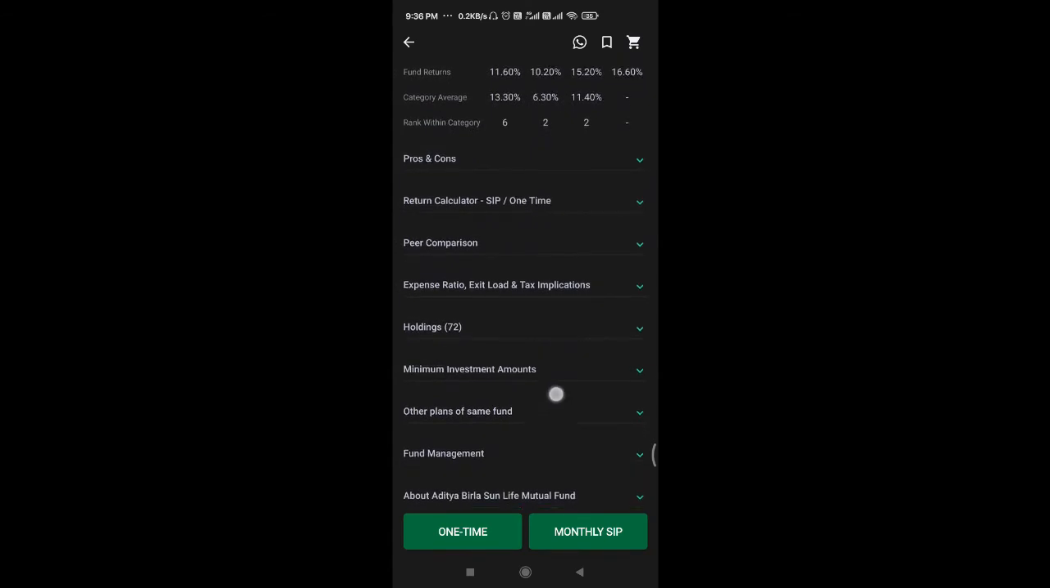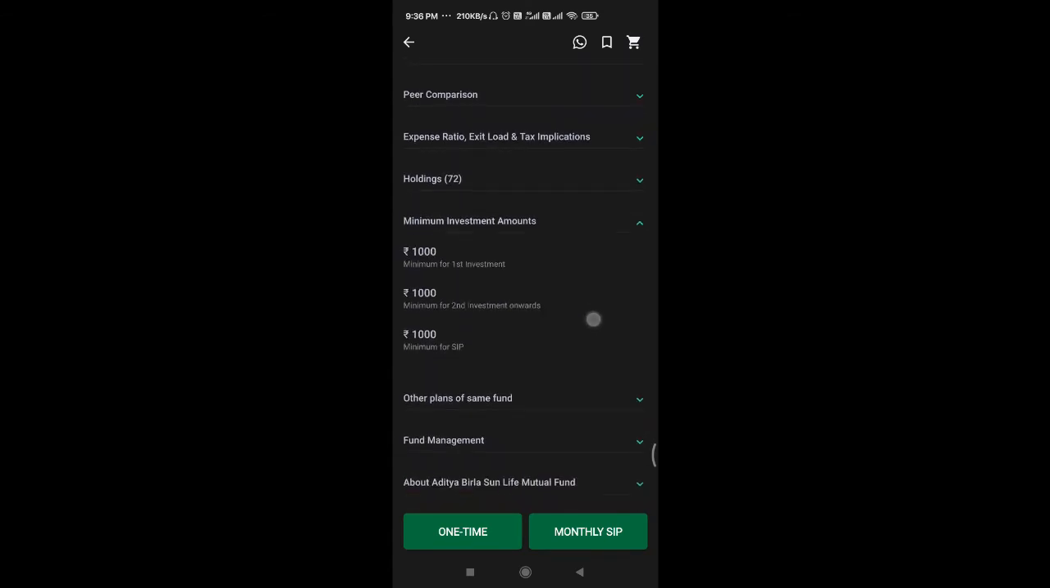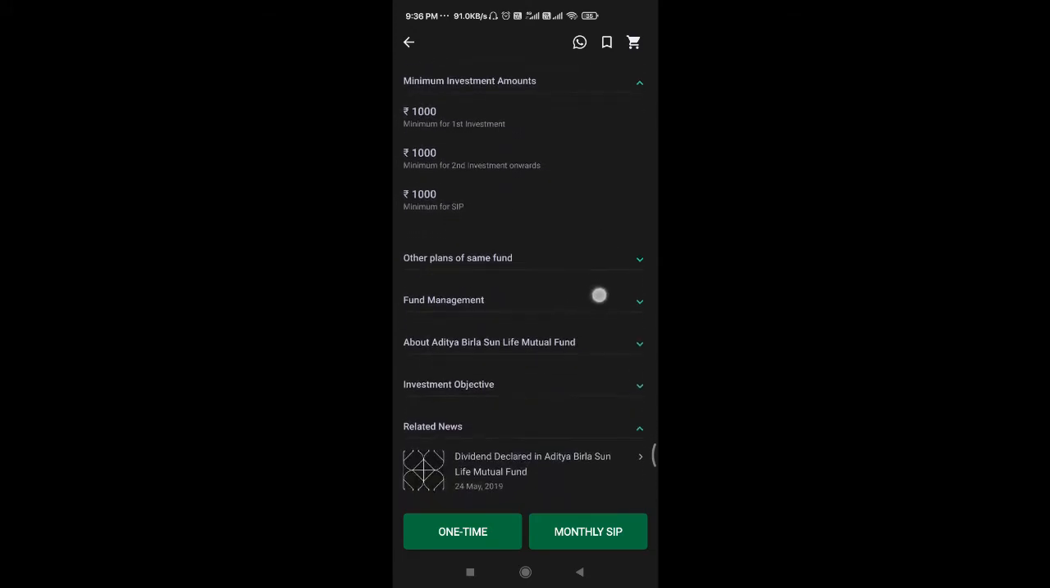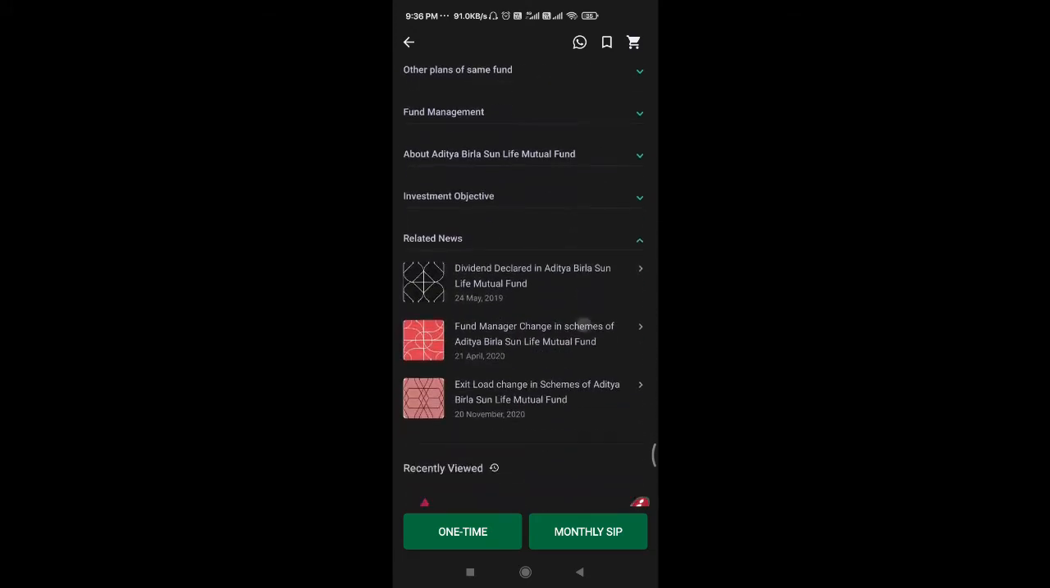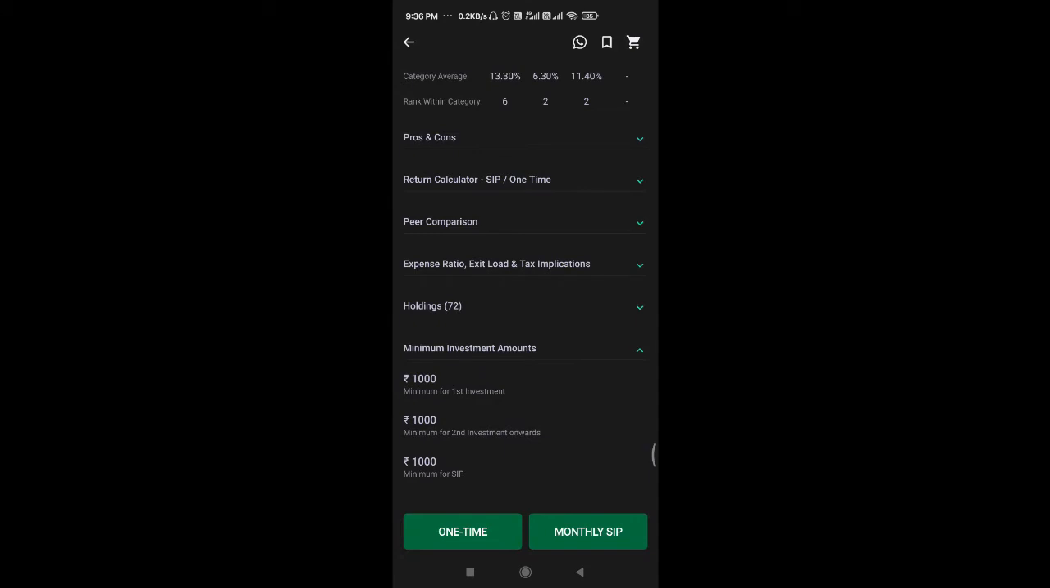Okay, and then the minimum investment amount. It is also very important. So 1000 is the minimum investment amount. You have to invest a minimum of 1000. And another thing you can notice here is the exit load.